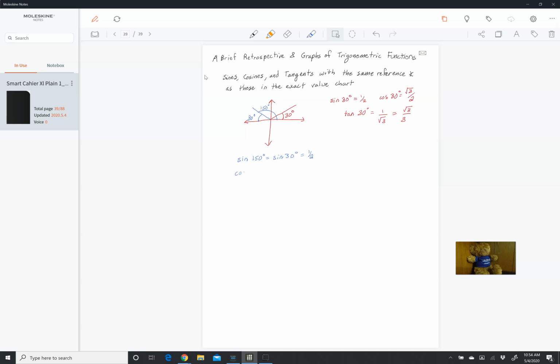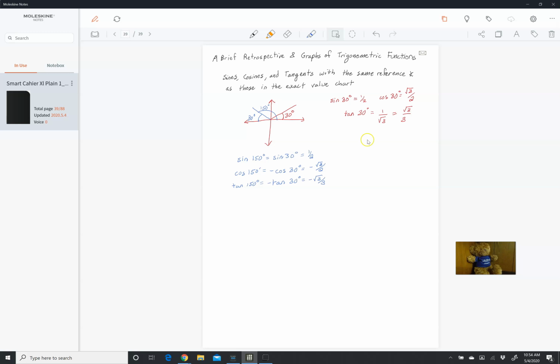Now the cosine of 150, well, remember in quadrant 1, everything is positive. Okay? In quadrant 2, the cosine is negative. So this would be the negative cosine of 30 degrees, or negative square root of 3 over 2. And the tangent is also negative in quadrant 2. So the tangent of 150 is the negative tangent of 30 degrees, or negative square root of 3 over 3.